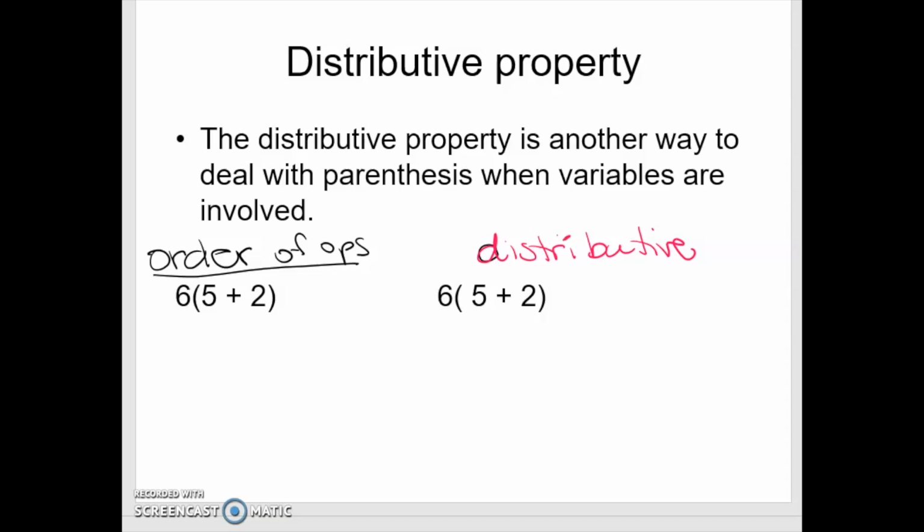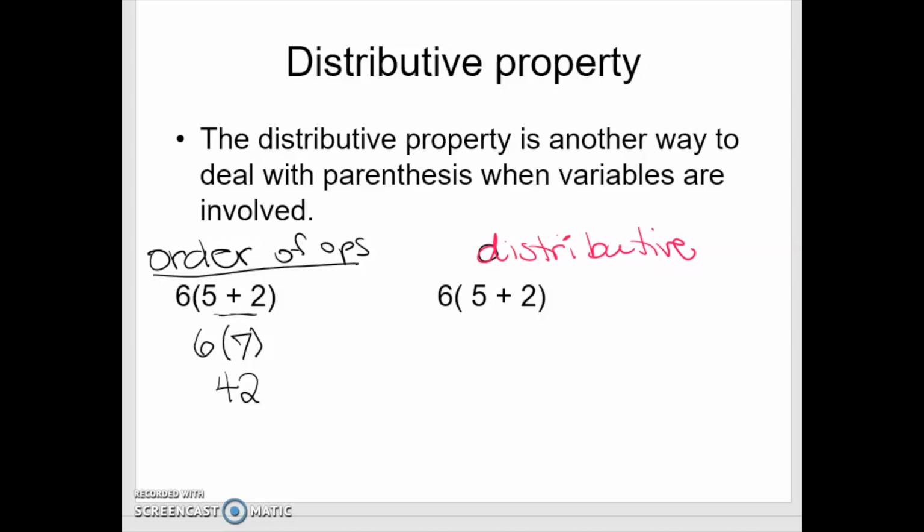So order of operations tells me the first thing I would do would be add inside my parentheses. So 5 plus 2 is 7. And so the first thing I would do is get that and then continue. And then 6 times 7 is 42. And I get my answer.